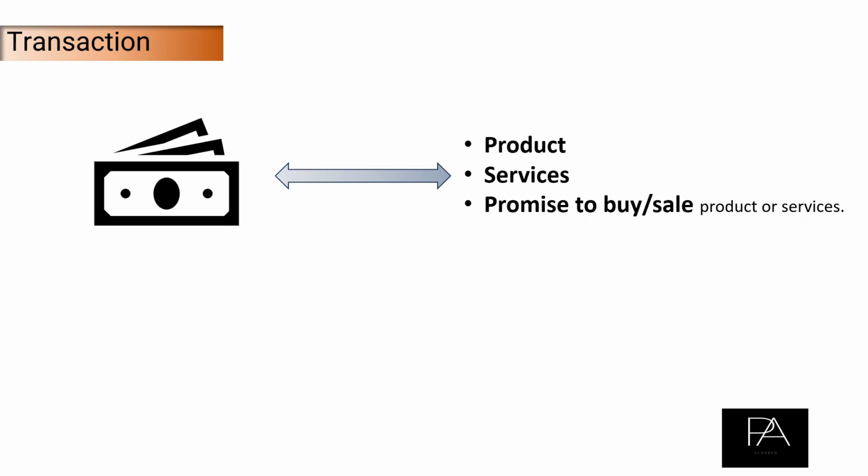Then comes a promise to buy or sell product or services. There are instances where you do not have money in hand. In that case, you promise either the buyer or the seller to pay the money or receive the money later. So that is a promise to buy or sell product or services. In that case, we do not pay instant cash or get instant cash, but there is a promise involved to pay in the future. So transaction basically involves four things: product, services, promise to buy or sell product, or promise to buy or sell services.